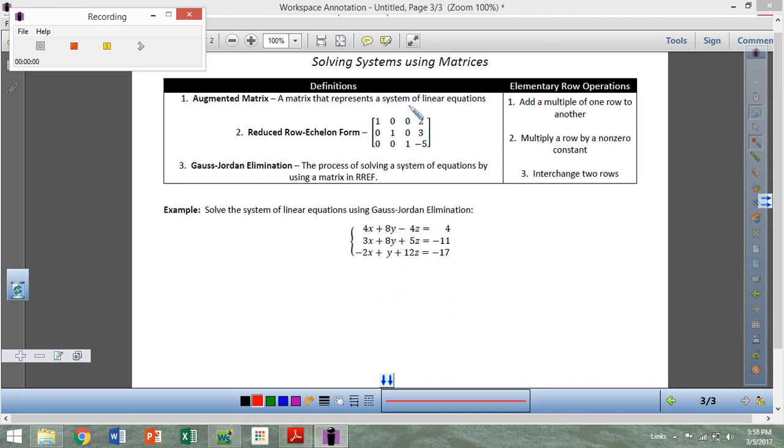Okay, so in this video we're going to talk about the fourth way to solve a system of equations, and that's using matrices. So I've got a few things at the top that we need to talk about before we go through an example here. First of all, some definitions.